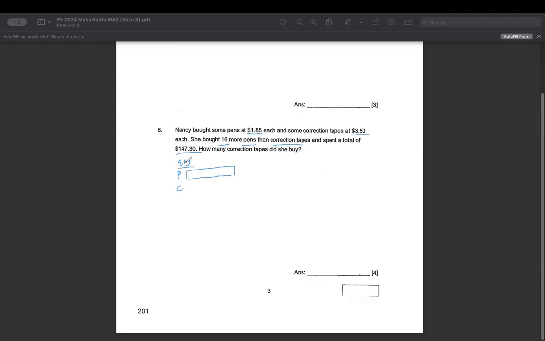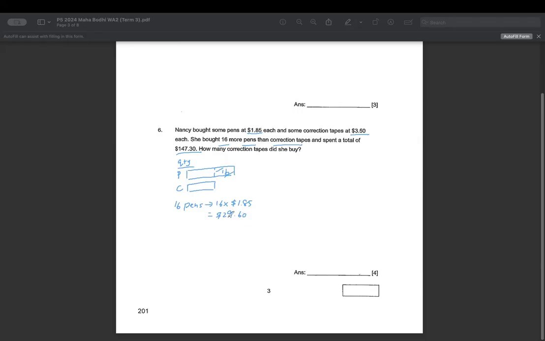Okay, take note, this is comparing the quantity, like how many pens and how many correction tapes. Okay, so pens, there's 16 more, right? So whenever we have a difference in the quantity, what we have to do is get rid of this extra 16. Okay, so how to get rid of this extra 16? I have to find the value of 16 pens. So 16 pens will be 16 times $1.85. That will give me, you can use your calculator, $29.60.